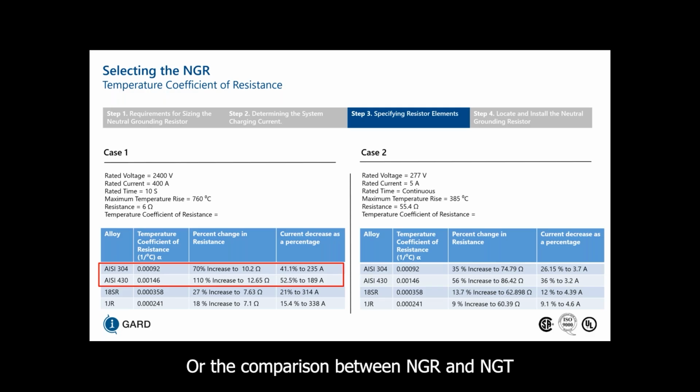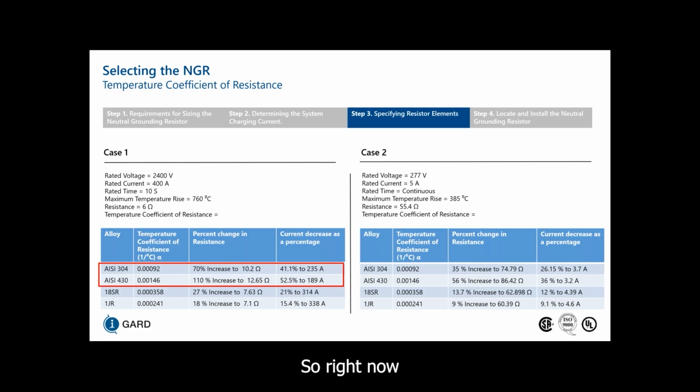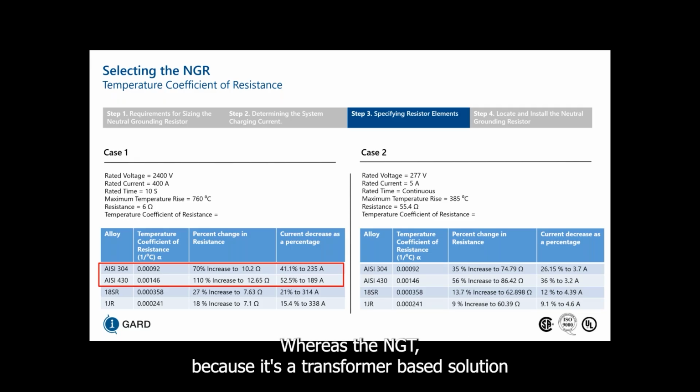For the comparison between NGR and NGT, an NGR is doing the same thing as an NGT, but an NGT is very difficult to monitor with the new Canadian code requirements. So right now an NGR is probably the better option because we can easily monitor that, whereas the NGT, because it's a transformer-based solution with inductances, it's much more difficult to monitor.